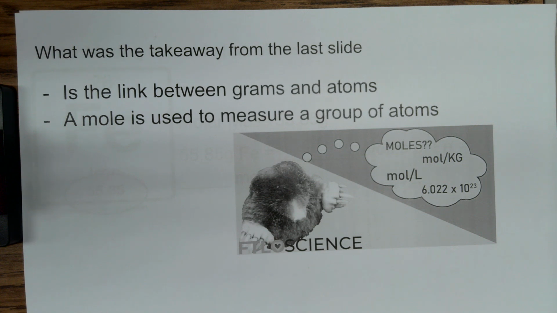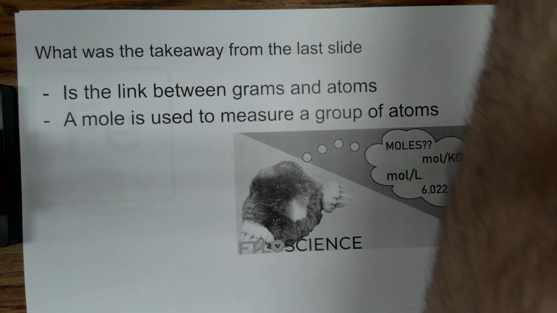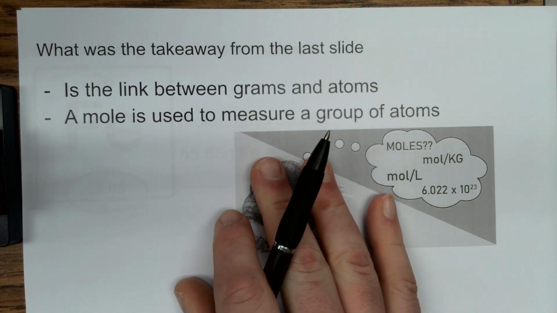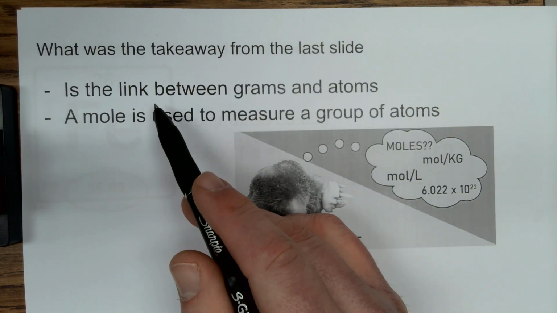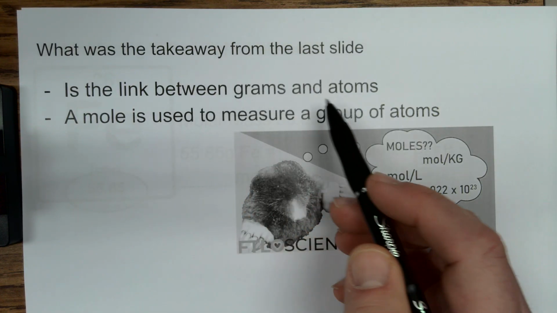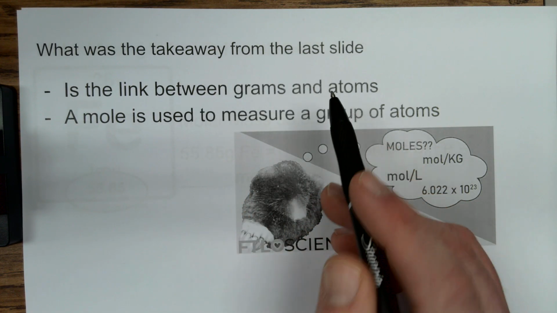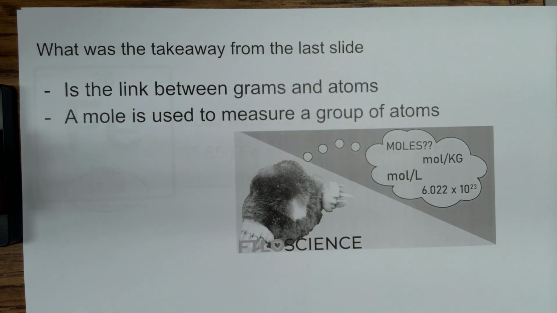So, what is my big takeaway from the previous item? My mole is my link between grams and atoms. When I want to measure how many atoms of something I need, I put it in a unit I can easily measure. Grams is our normal measurement for weight. Our mole is used to measure a group of atoms.